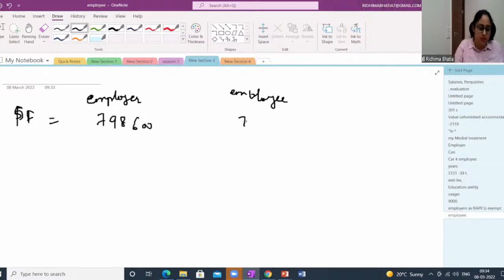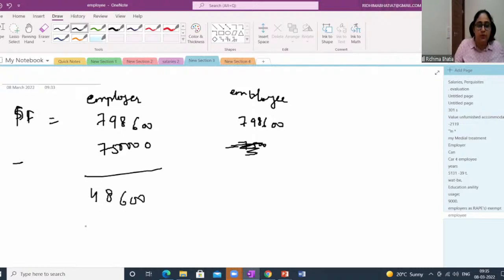$798,600. Correct? 6,05,000 cut into 12 into 11%. Right? So, just 2 minutes before I told you any contribution in excess of it would be a taxable perquisite. Obviously, why would we consider 750 here? Employer's contribution, the employee is paying from his own pocket. So 48,600 would be a taxable perquisite as per section 17(2) clause 7. Okay, clear?